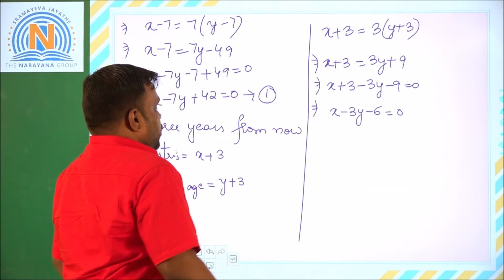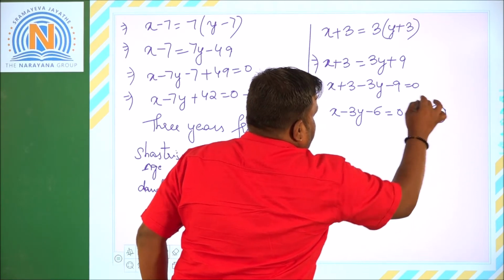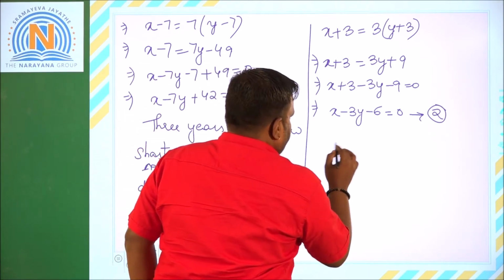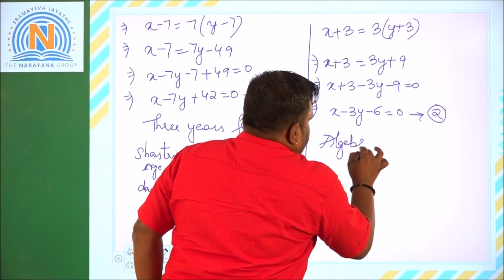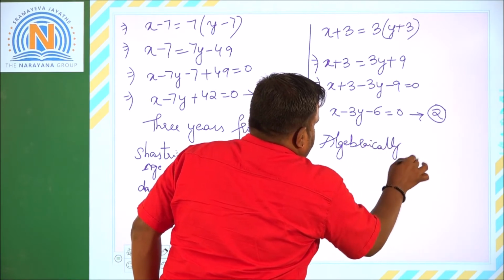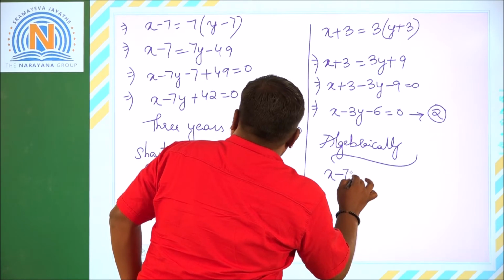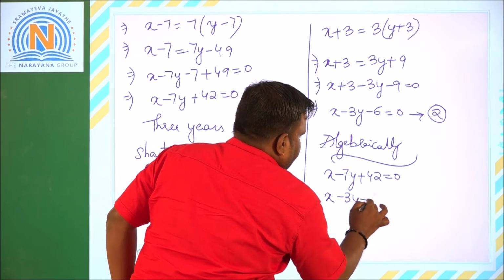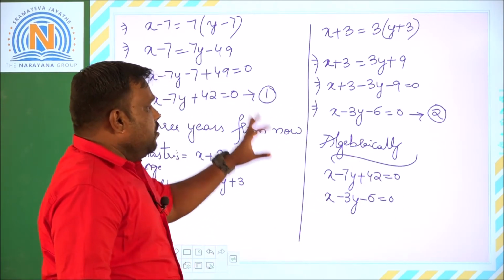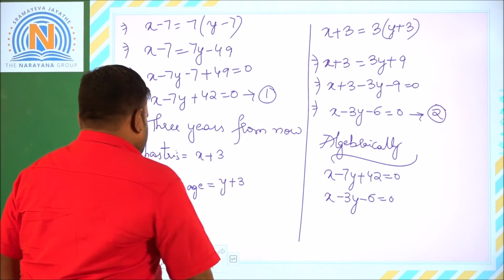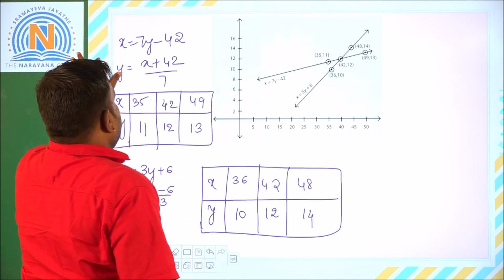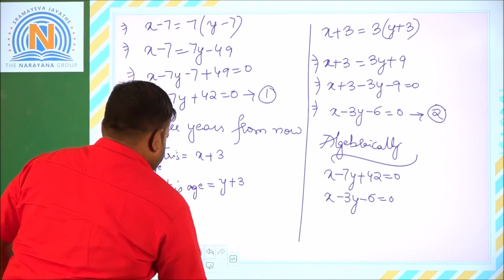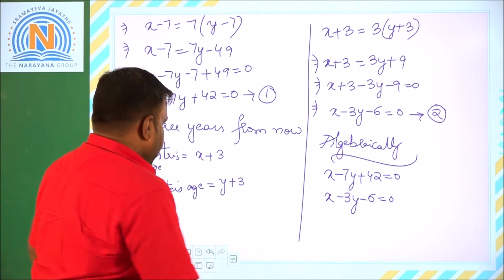So therefore we got two algebraic equations. So what are those equations? The algebraic representation of these equations is x minus 7y plus 42 equal to 0, and the next one is x minus 3y minus 6 equal to 0. Now the same equations we have to represent graphically. So when you are talking about graphically, x minus 7y plus 42 equal to 0 and x minus 3y minus 6 equal to 0 will be represented graphically.